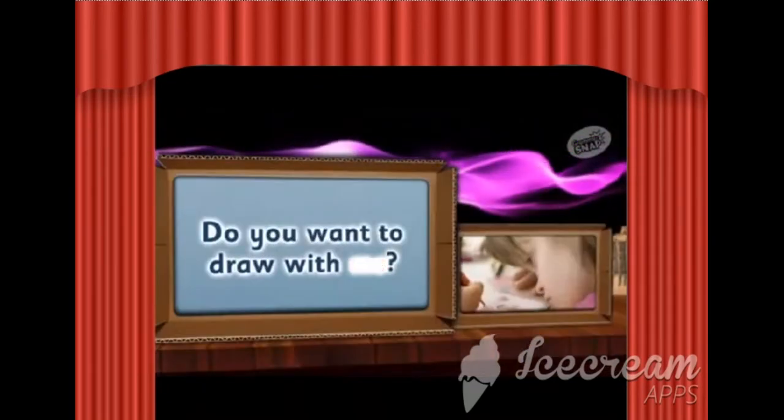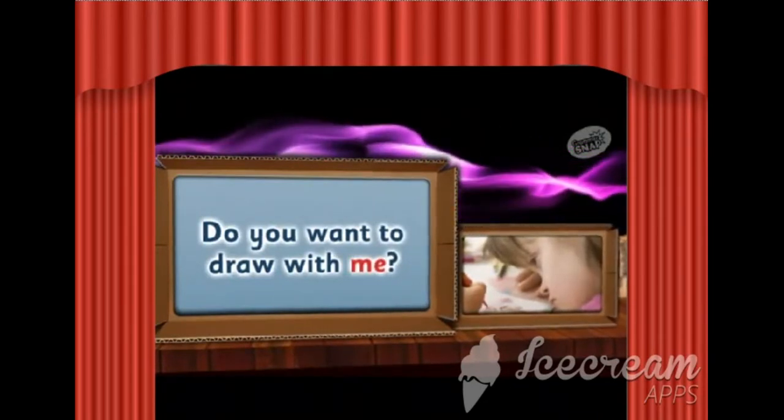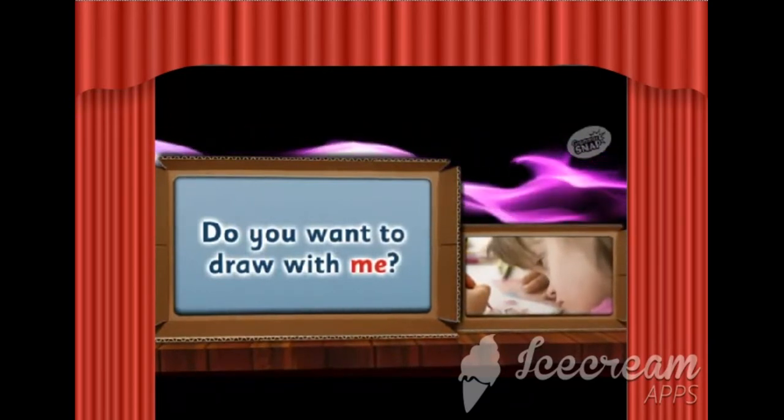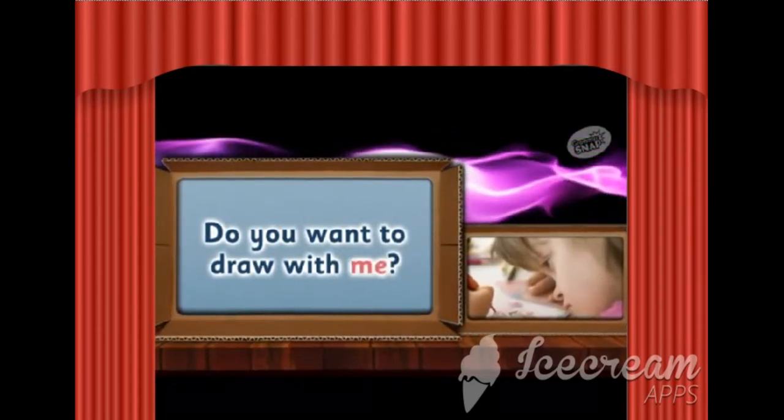Do you want to draw with me? In this sentence, the pronoun me comes after the verb, or action word. It is not the subject of this sentence. Remember to use the word I at the beginning of a sentence and the word me after the action.